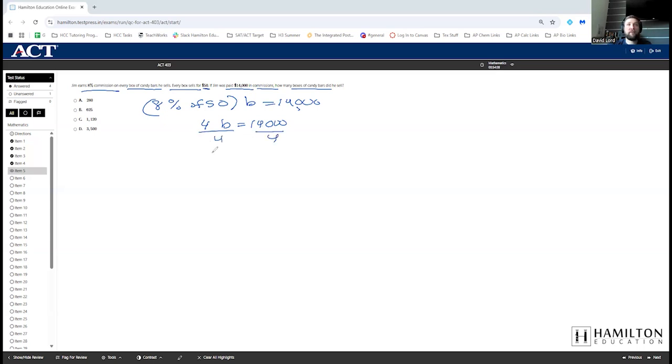And we get 3,500 boxes. We could have also estimated that too, because 1,000 times 4 is not close to 14,000. Whereas 3,000 times 4 is 12,000, so that's much closer. And estimation is a good dear friend on the ACT since it's always multiple choice.